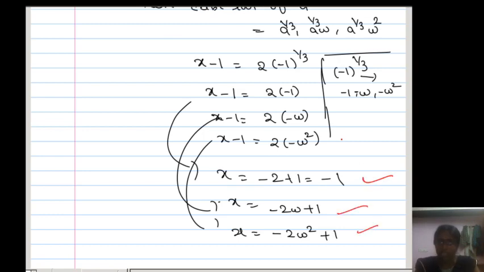Just do the homework calculation with the cube roots of unity: 1, omega, omega power 2. Here the cube roots of minus 1 are minus 1, minus omega, minus omega 2. So minus 1 power 1 by 3 has 3 solutions. Substituting and simplifying, I will get the x value here.